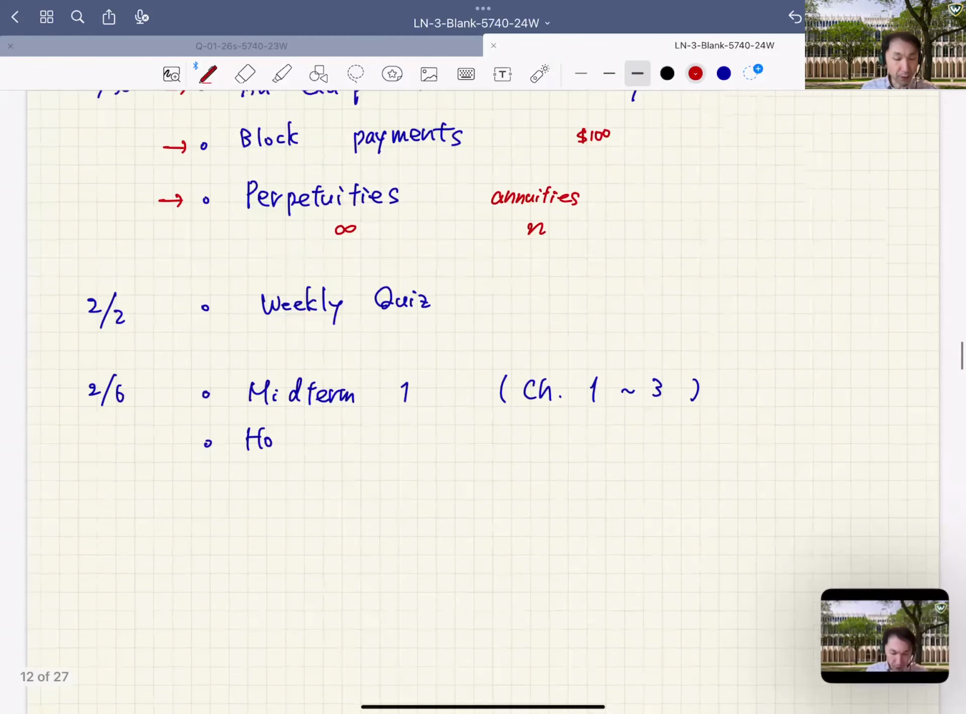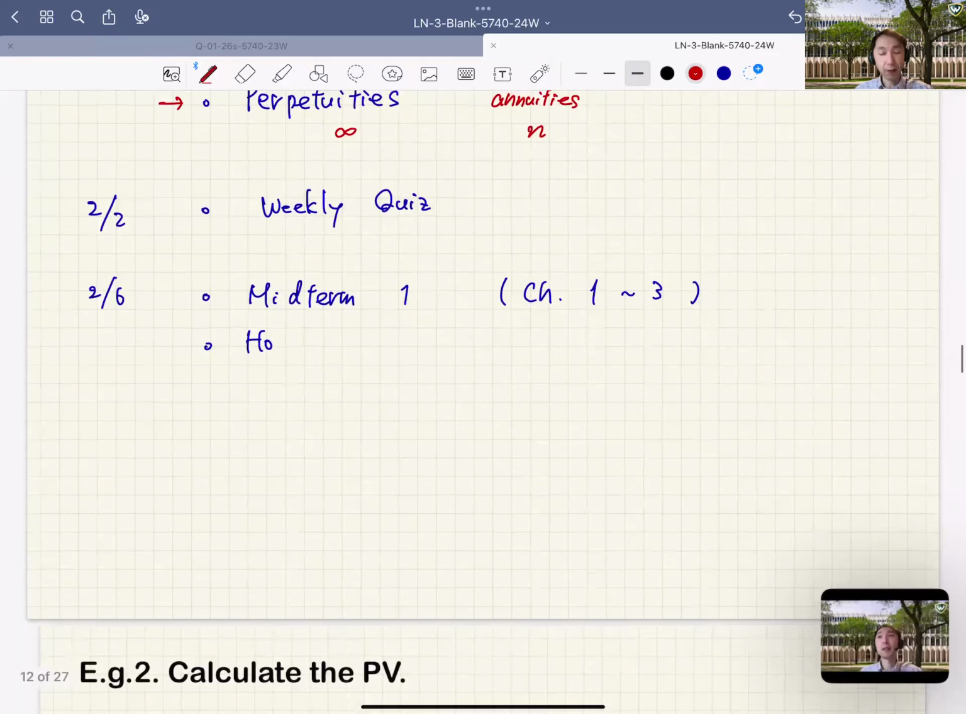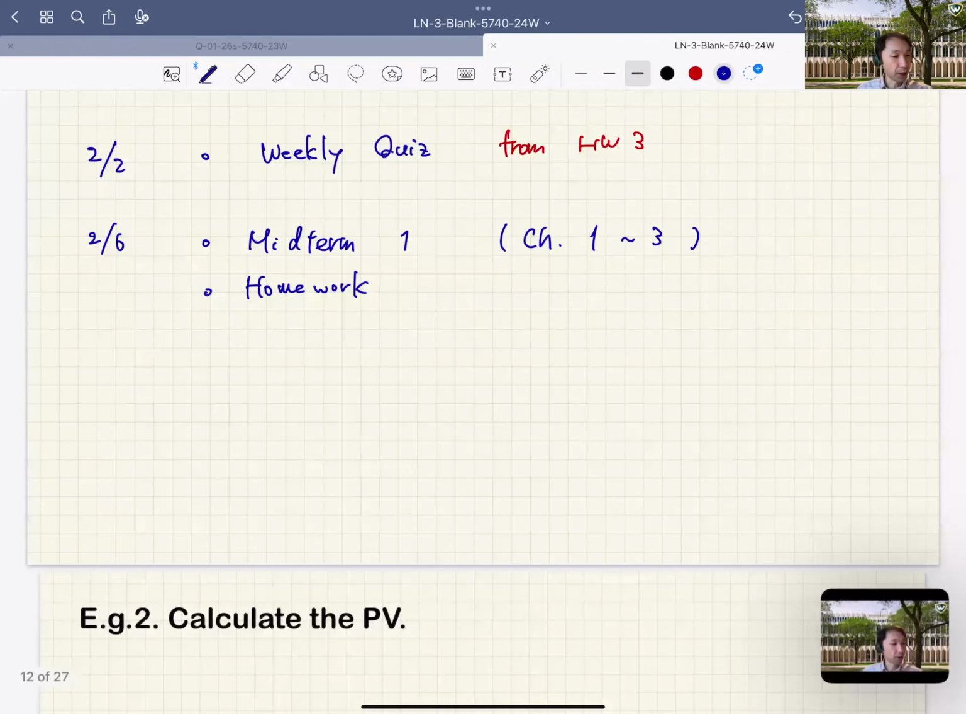And there is a weekly quiz on Thursday. The quiz will come from homework 3, so just prepare for that. And midterm 1 will be on Tuesday next week. I will assign the homework today, and that comes from chapters 1 to 3. Hopefully we finish chapter 3 by Thursday, but if we cannot, then of course we don't cover the section we haven't covered before the exam.